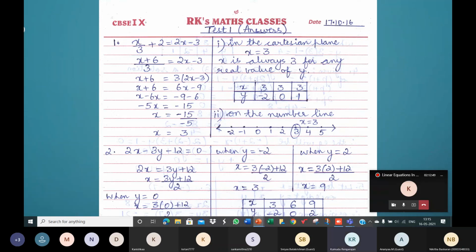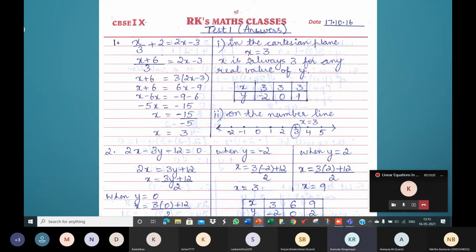So when you treat it as an equation in two variables x and y, we just understood x is always 3 for any real value of y. Whatever be the value of y, you can write that equation, x plus 0y is equal to 3. Because the coefficient is 0, you give different values for y: y minus 2, y 0, y 1. In all the cases, you will find x is 3. So x is equal to 3 means x is always 3 for any value of y.